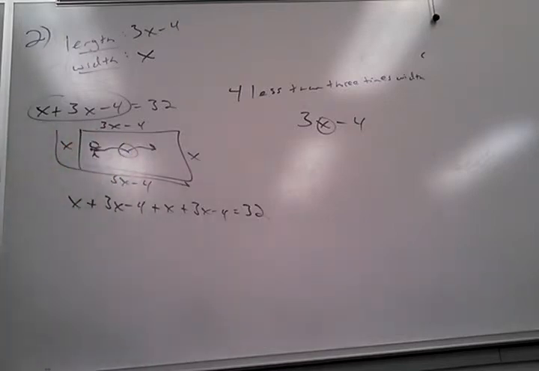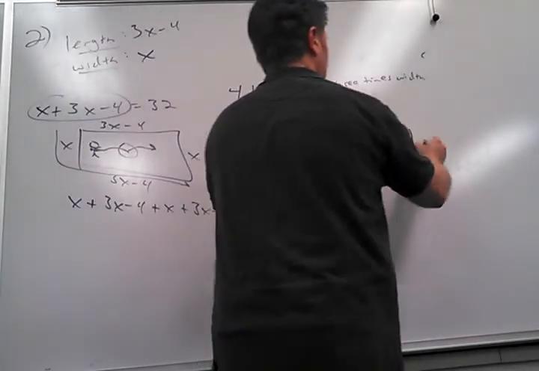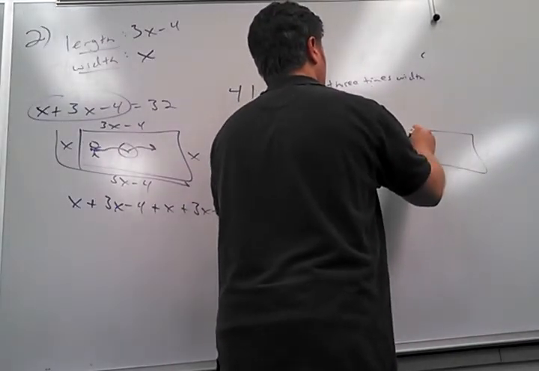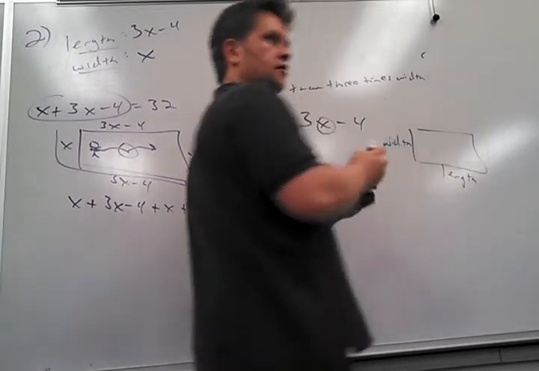This person, that's why I did x plus 3x minus 4 equal 32. I got it. But on number 1, how many people were there? On number 2, how many sides are there? There are 4 sides. It's the lengths of sides. Right? The width and the length? Okay. So this is the width. This is the length. Yeah. Cool.